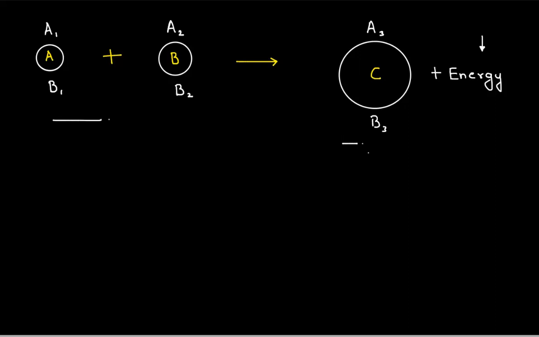Same thing here. Binding energy per nucleon is B3, so total binding energy is B3 into A3. This is, you can say, the enthalpy of formation of the nucleus C. That minus B1 A1 minus B2 A2. This is the energy released.